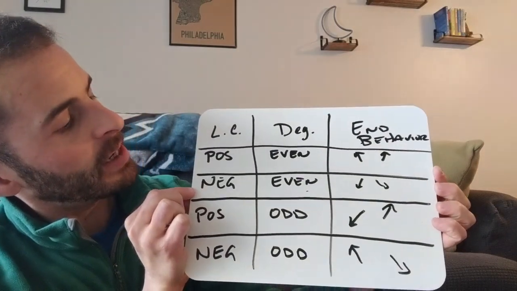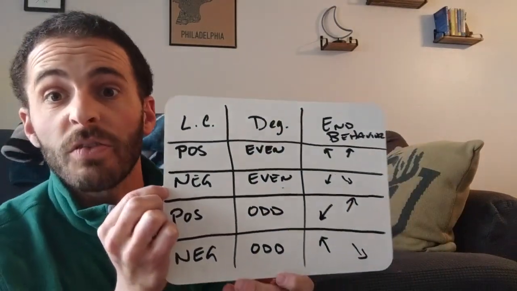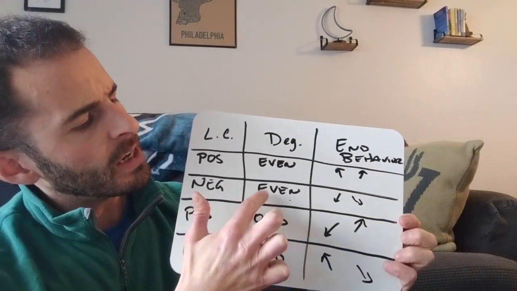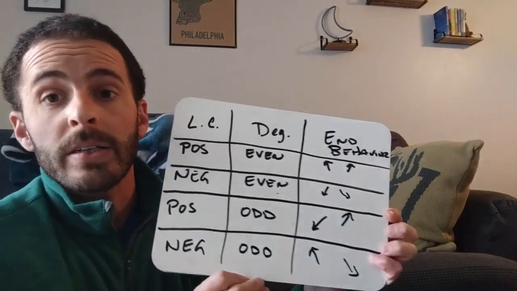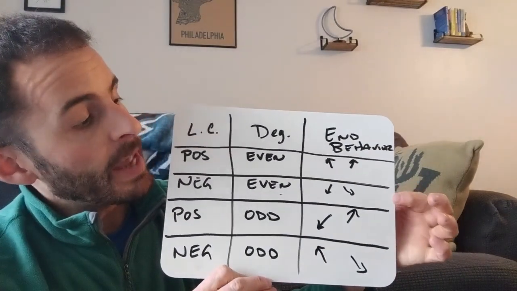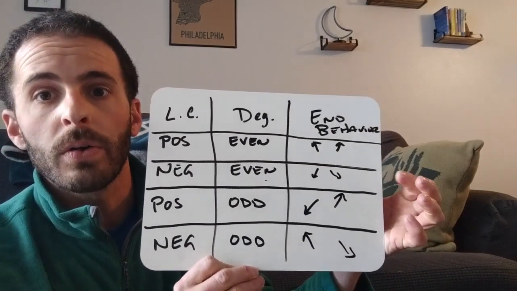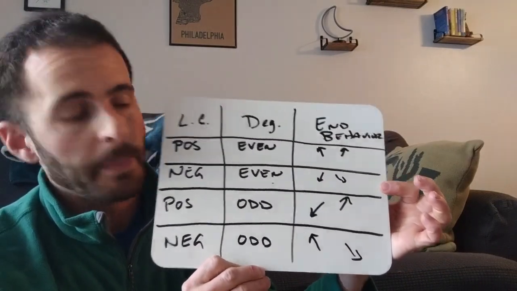However, if it's a leading coefficient with a negative number, like -5, but I still have an even degree, so let's say x squared or x to the 4th, the end behavior is going to both go down. Those are two arrows pointing down.